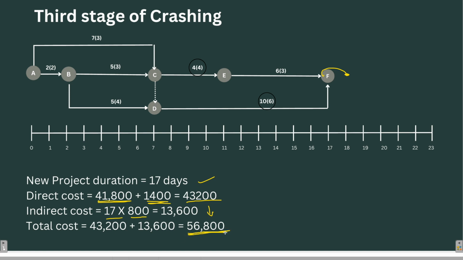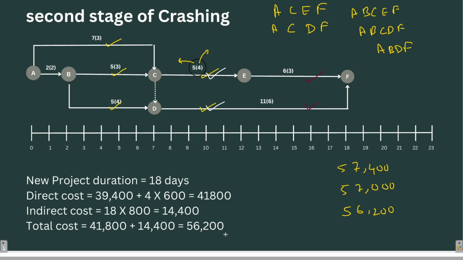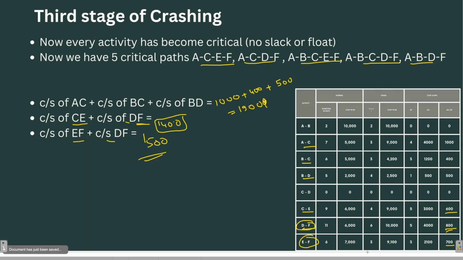Let's compare it with the previous crash cost of the second stage, 56,800. So after the third stage, what is it? It is 56,800. So you can see that after a certain time, the cost is increasing. This is normal, after first stage, after second stage, and after third stage the cost is increasing. Okay, let's go further ahead and crash it to the fourth stage.